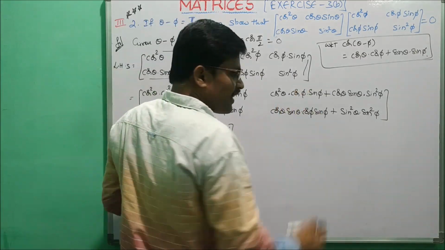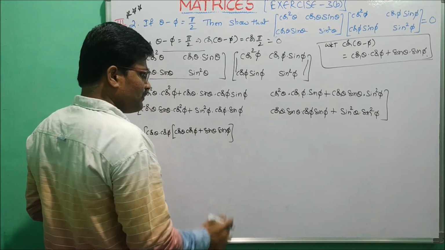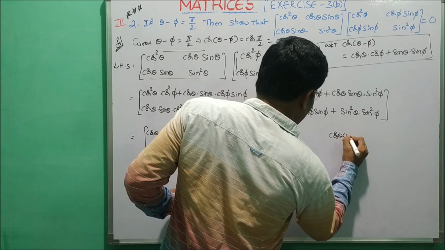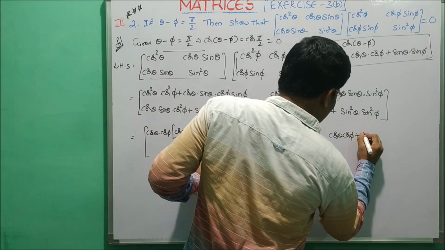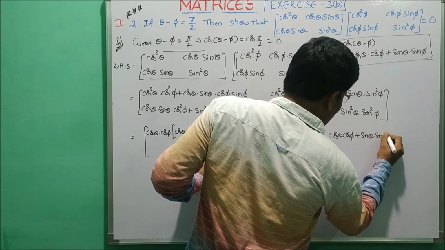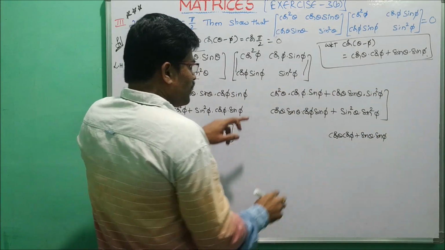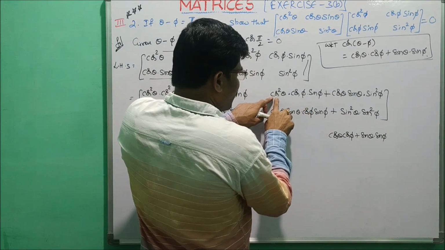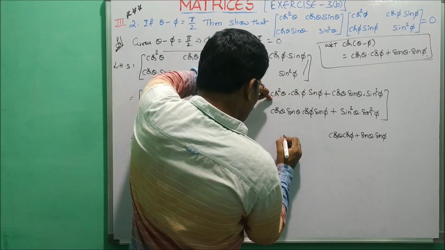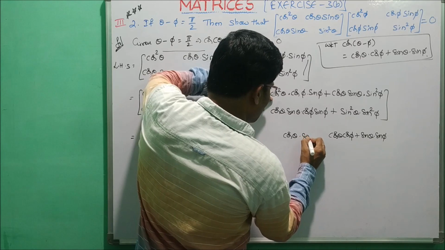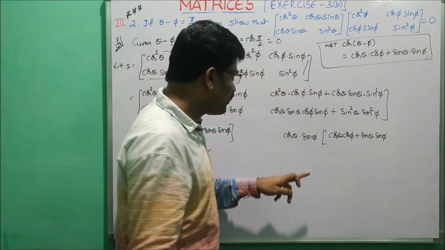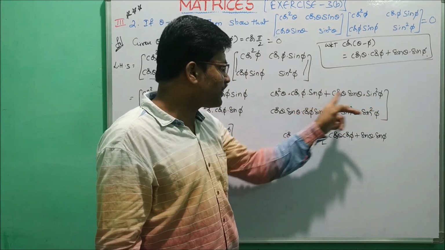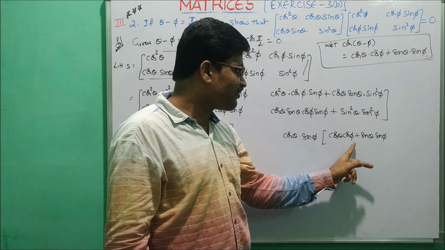Similarly, in the first row second element also, first we write the same term: cos theta cos phi plus sin theta sin phi. Here we take common values. Cos theta cos phi is already there, so the remaining value is cos theta and sin phi. So we take common cos theta sin phi. The second term also contains the same term cos theta sin phi. Now we take cos theta sin phi in both the terms. The remaining value is cos theta cos phi plus sin theta sin phi.